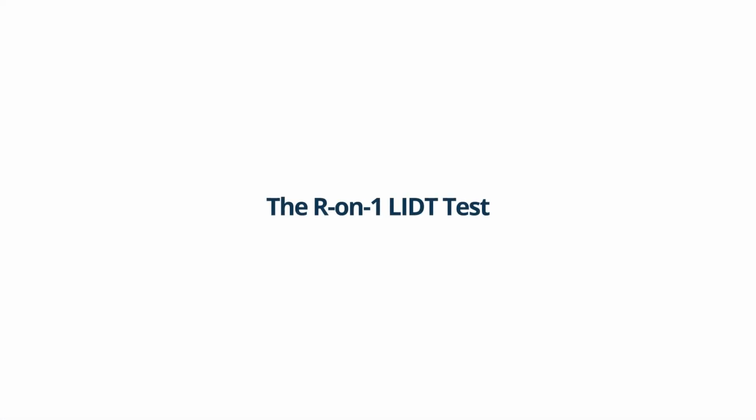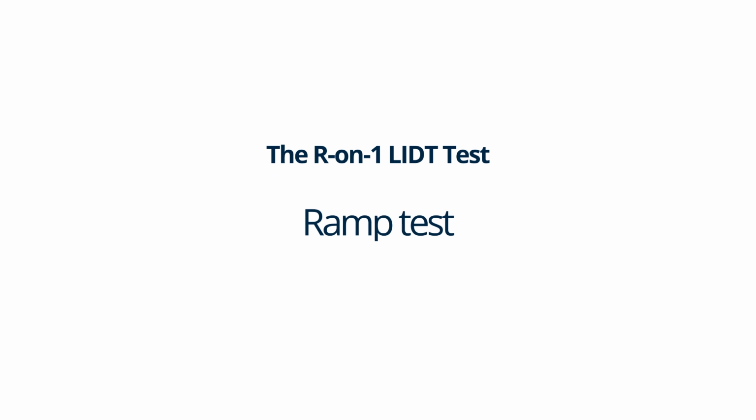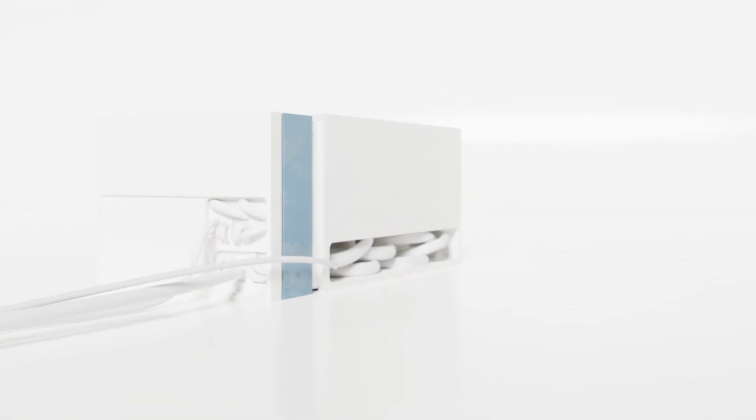There are several possible methods, and the R-on-1 test is one of them. The R-on-1 test is probably the simplest and often the only way to find a preliminary laser-induced damage threshold for testing area-limited or curved optical elements. Let's discuss how the R-on-1 test is conducted.